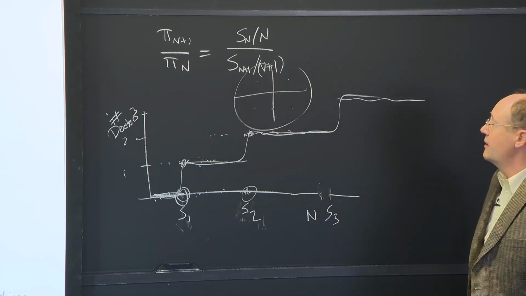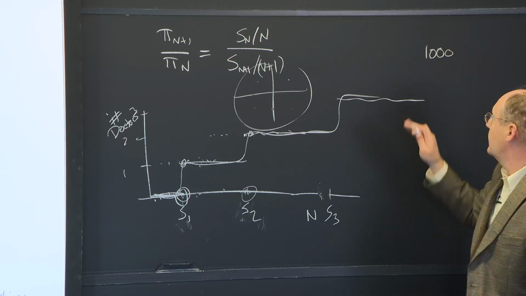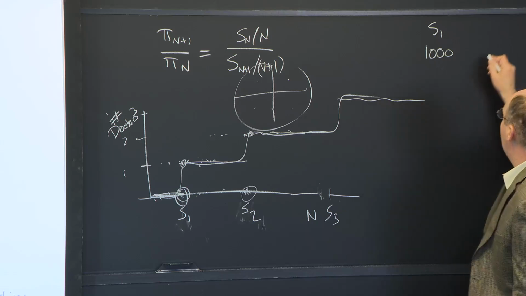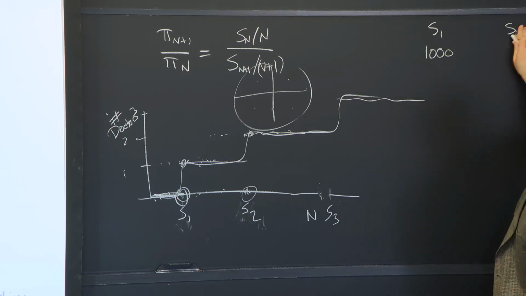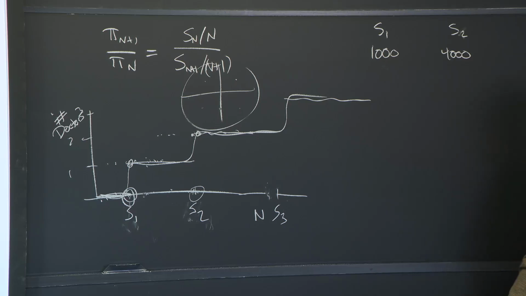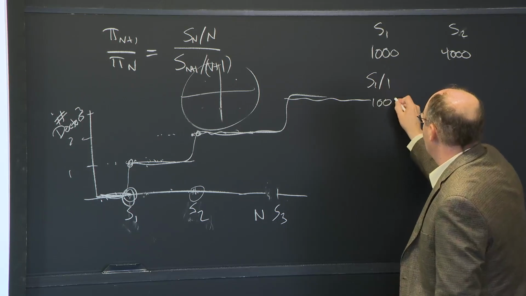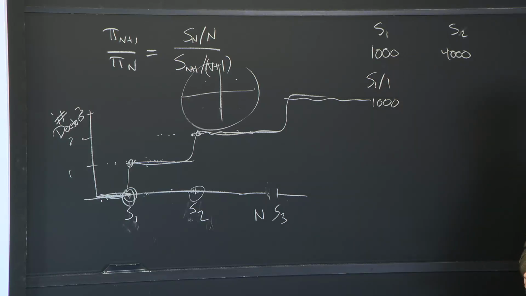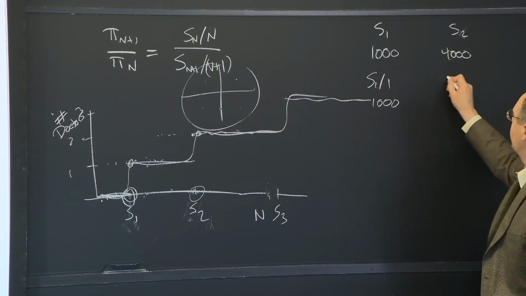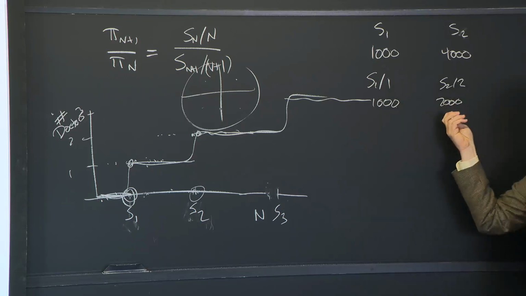So the idea here is that, imagine it takes 1,000 people in a market to have 1 doctor, and S2 is 4,000. Then S1 over 1 is 1,000. You need 1,000 patients in order to be worthwhile to open a doctor's office. But then S2 over 2 is 2,000. So that would say you need 2,000 people to make it work. You need 2,000 patients for the new doctor to make it worthwhile to have a second doctor's office.